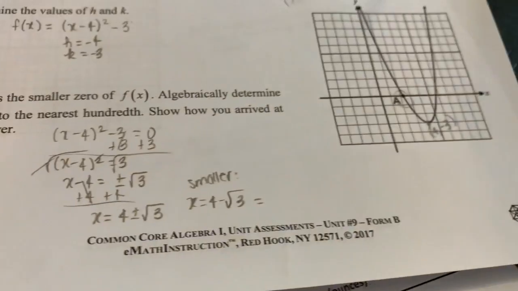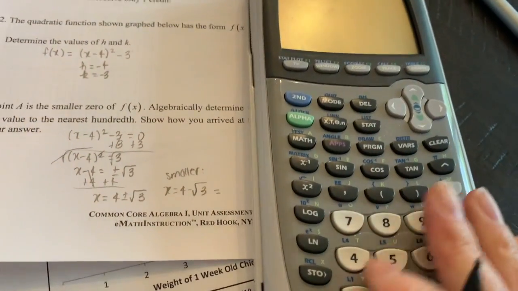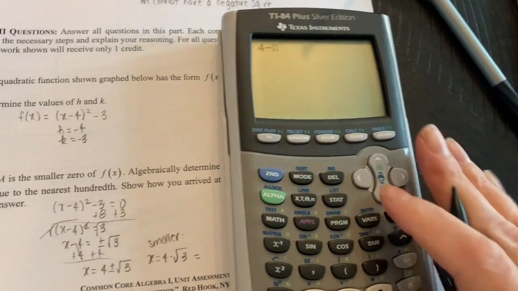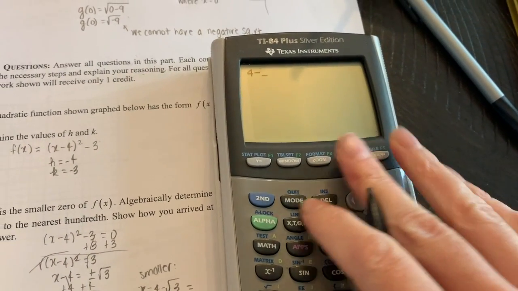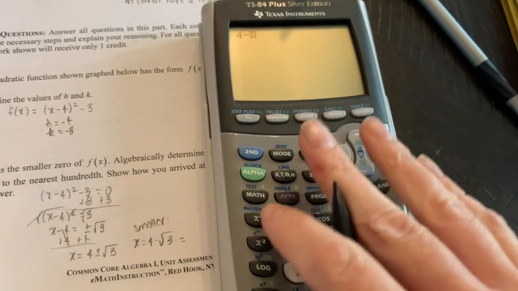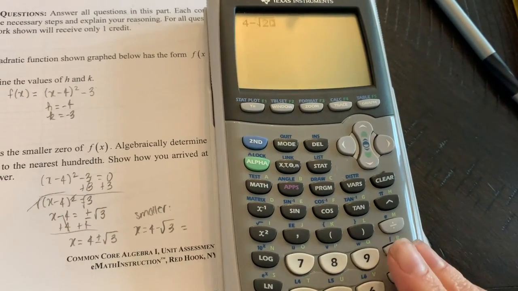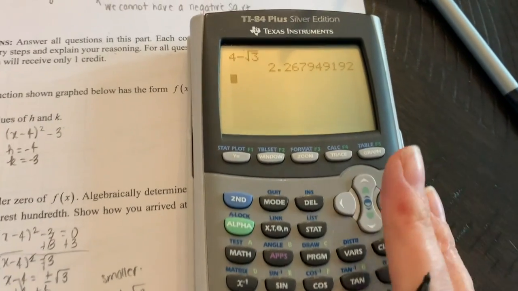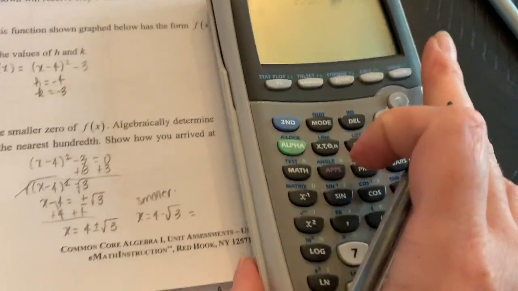And just plug it right in your calculator. 4 minus the square root of 3. Oops. Oh, what did I do? Square root of 3. And now I'm writing 2. I can't do this at the same time, I'm telling you. Okay, and we get 2.2679.